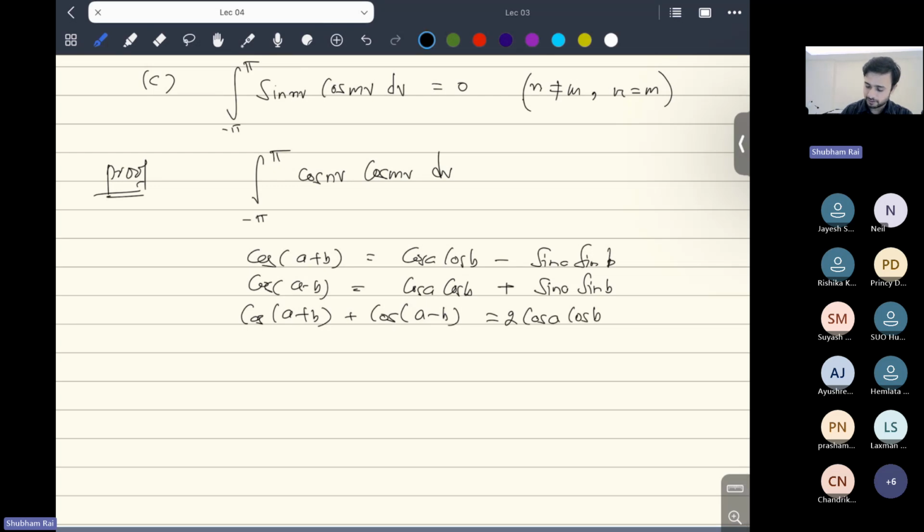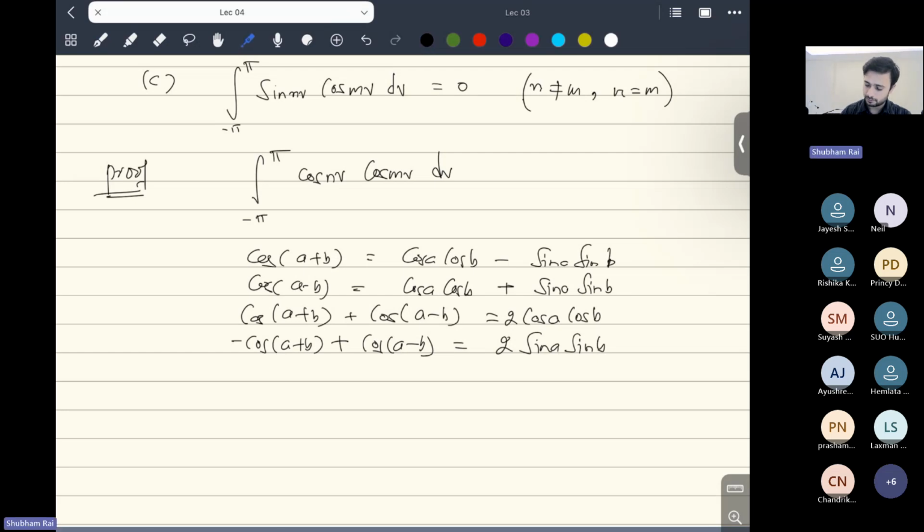And if you multiply the first term with minus, so minus of cosine(a plus b), and then you add cosine of (a minus b) to it. So this minus cosine a cosine b and cosine a cosine b will get cancelled, and these two terms will add up. So finally you will get twice of sin a sin b. So we are going to use this.